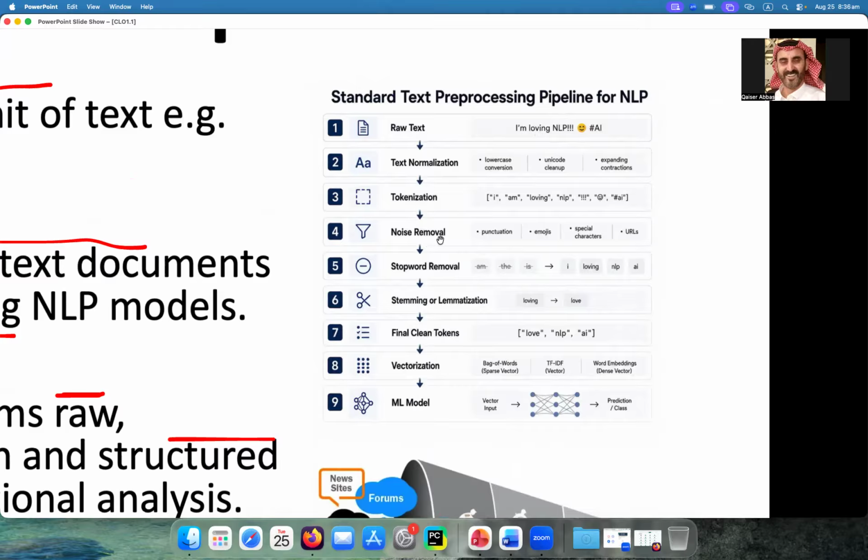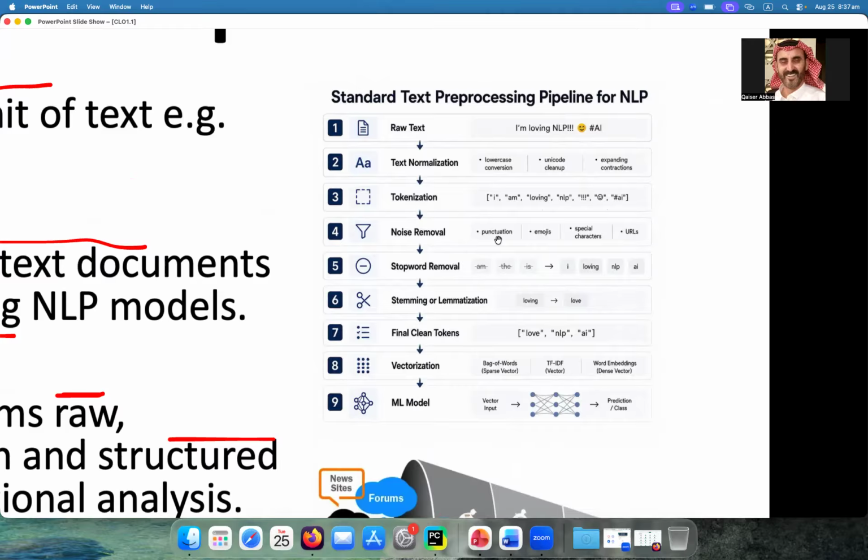Now we are removing noise. I think you have studied machine learning, so most of the people have studied machine learning, and you have the concept of noise. So here, what can be the noise? These exclamation symbols, emojis, this pound symbol or hash symbol. These can be noisy attributes, so we can remove them.